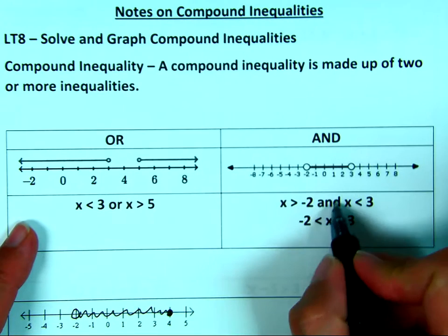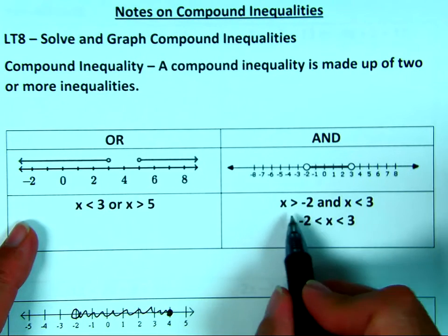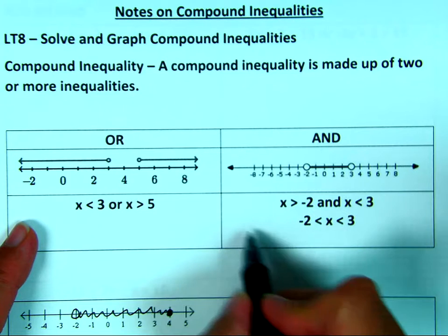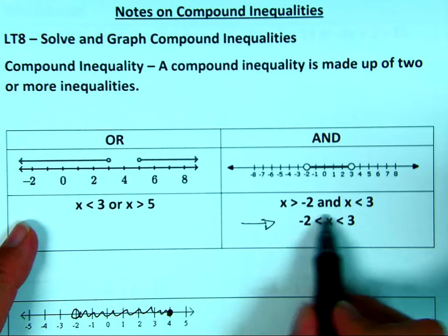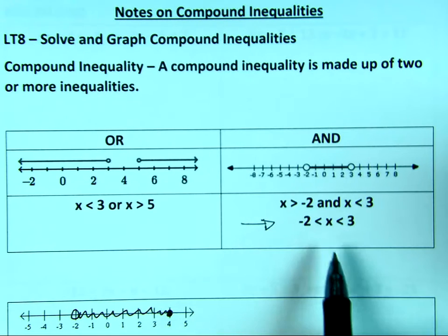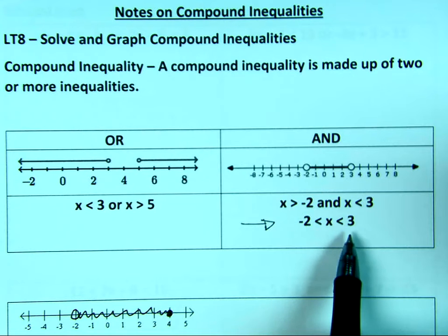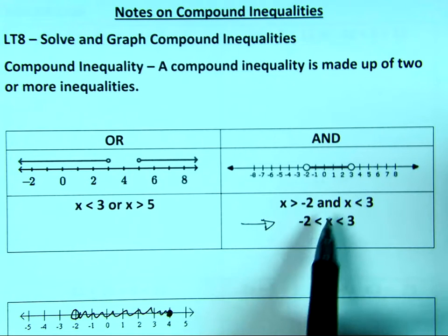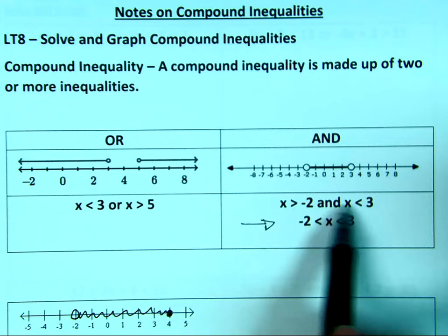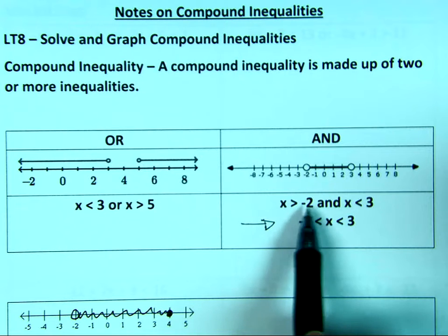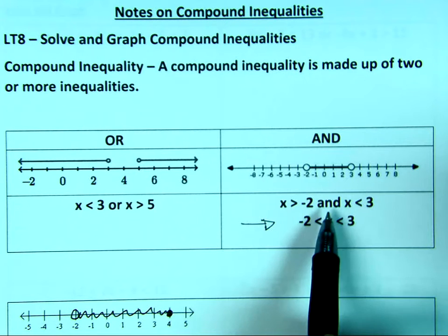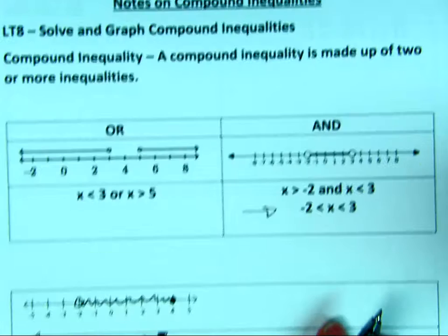There's two ways to write a compound inequality with an and. This way or this way. Especially when people are first learning, this confuses them a little bit. This says x has to be between -2 and 3, which is what it is there. I like this way better, but some people like it's greater than -2 and less than 3. So you have to get used to both ways because they'll ask you to do both.